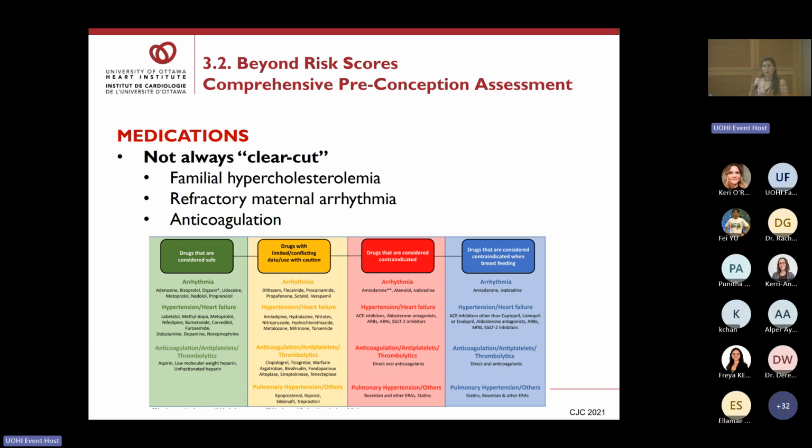There are women that have refractory maternal arrhythmia that need amiodarone, for example. So it's always a risk-benefit discussion. And certainly anticoagulation needs a lot of thought because there's no perfect strategy in terms of risk and benefit for the mom and the baby.